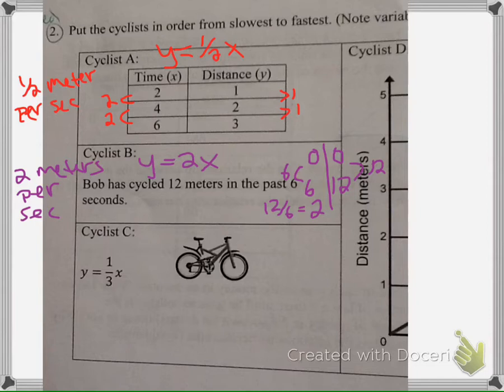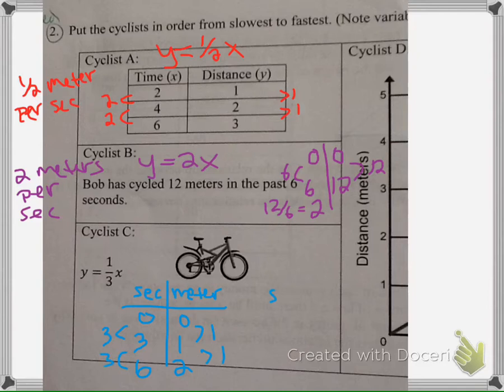Okay, now for cyclist C, we want to create a table because they gave us the equation. You could do this in 2 different ways. So I have minutes or seconds, and I have meters. Now you could have realized that this is the same as the change in y divided by change in x. So you could have had your x go up by 3 and your y go up by 1, because then the change in y divided by change in x is 1/3. So you could have done it that way.